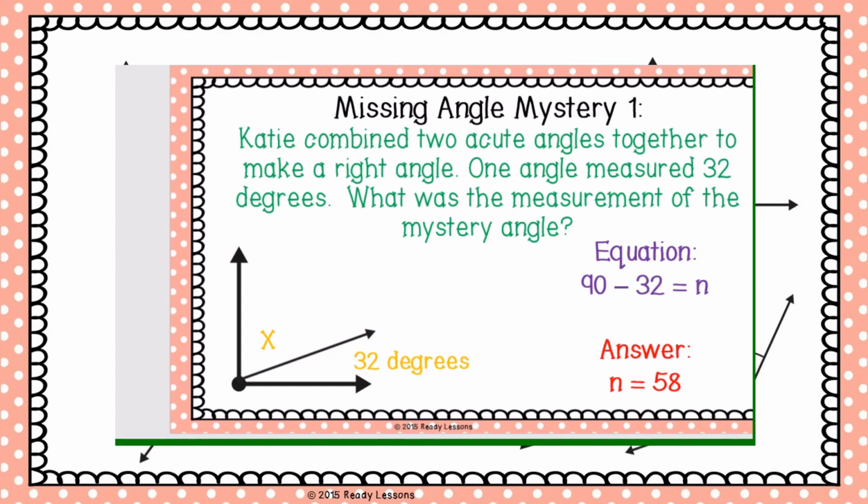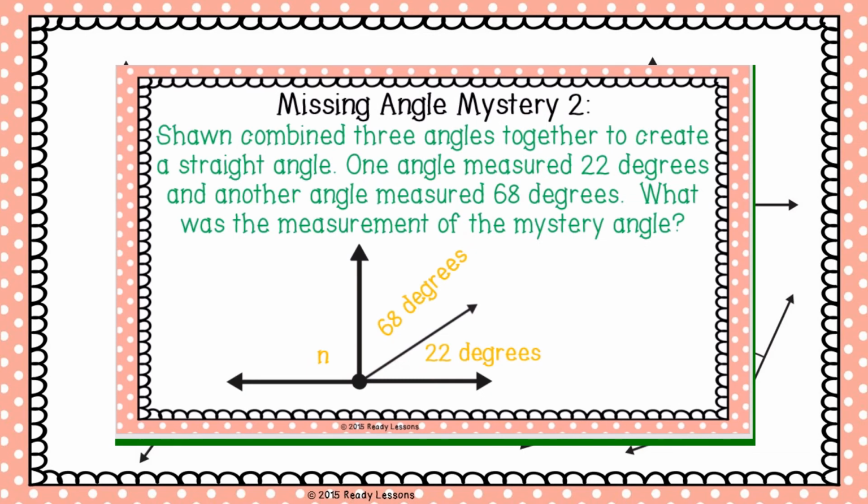Okay. Katie combined 2 acute angles together to make a right angle. One measurement was 32 degrees. What was the measurement of the mystery angle? So 90 minus 32 equals N. So N would be 58. So angle X is 58 degrees. How'd you do? Let's try another one.